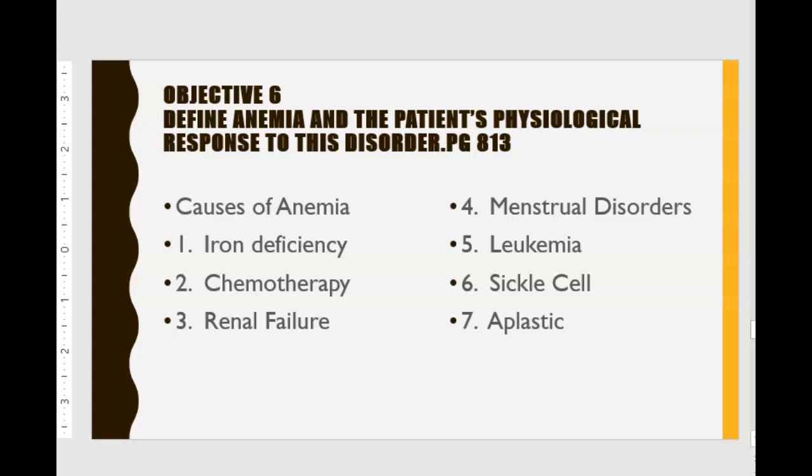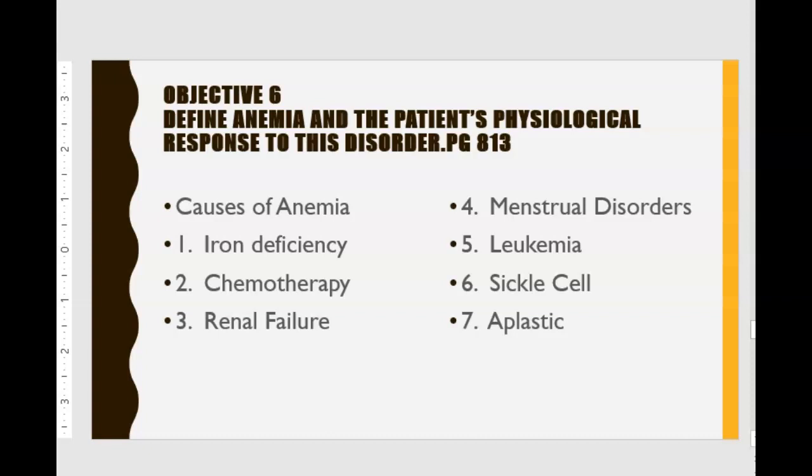This is your objective 6 in your syllabus that we did not cover, so I wanted to make sure that I covered this because this is very important. This is part of the objectives. We're going to go over some causes of anemia: iron deficiency, chemotherapy, renal failure, menstrual disorders, leukemia, sickle cell, and aplastic.